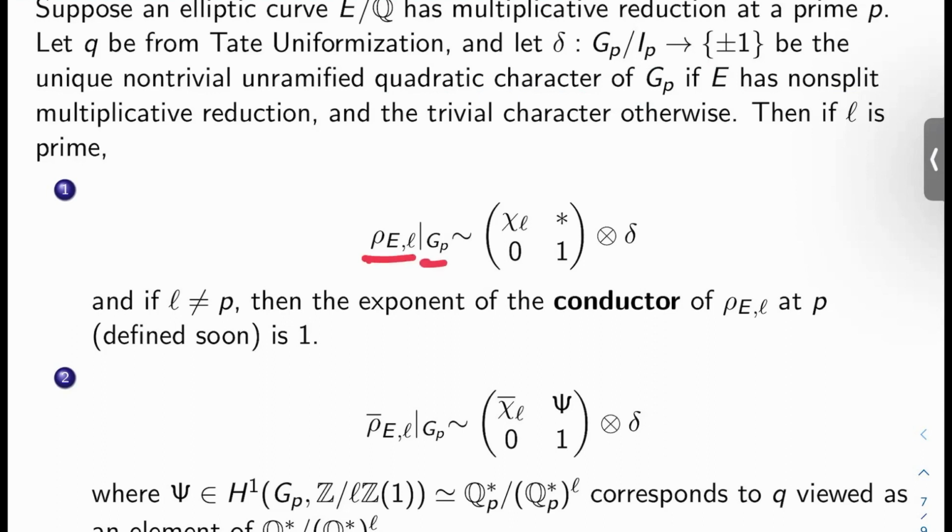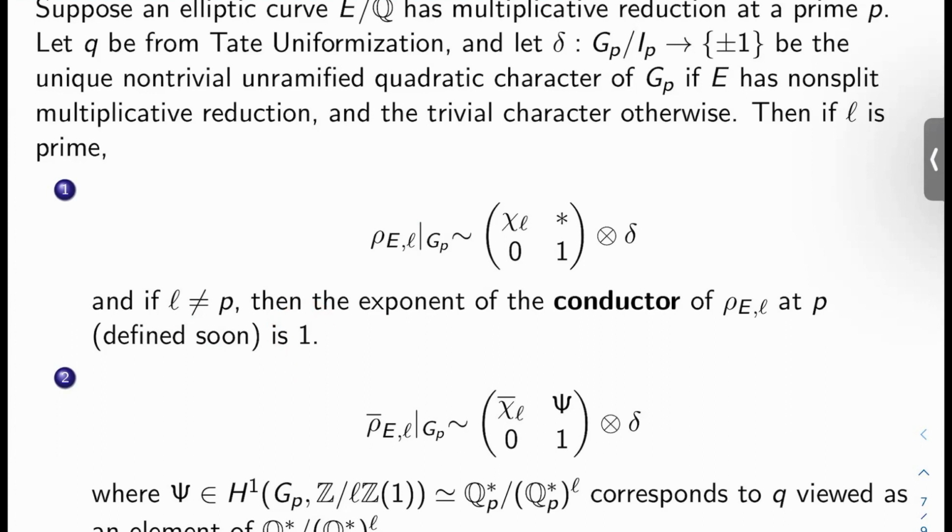Rho E,L restricted to GP has the same form as from above. We have an L-adic cyclotomic line on the diagonal and a trivial line on the diagonal, but then we have to tensor with delta. And if L isn't P, then the exponent of the so-called conductor of this representation at P, which I'll define soon, I'll be talking about the conductor of a representation in a separate video later, that exponent of the conductor is just 1 in this case, which isn't surprising if you remember the definition of conductor of an elliptic curve.